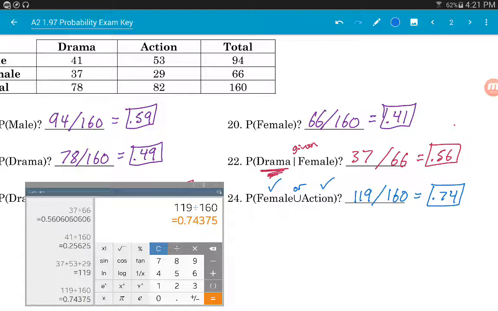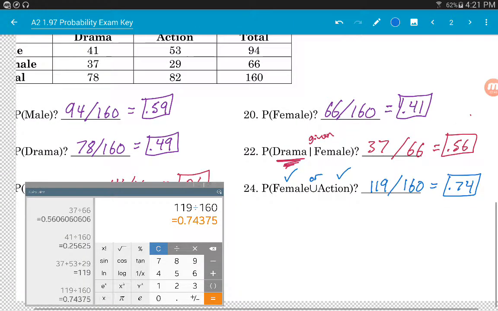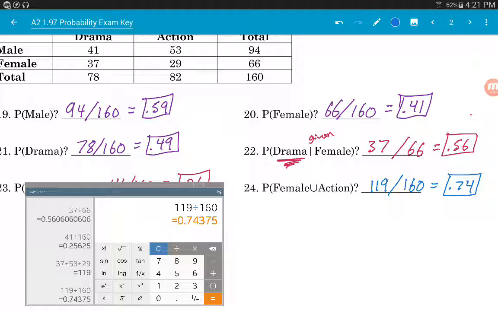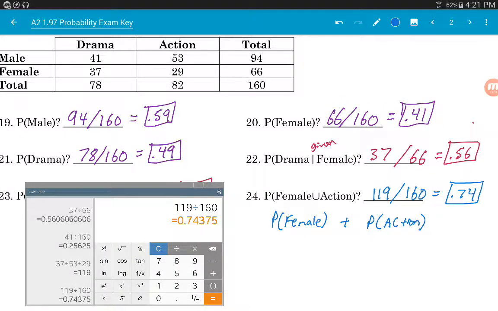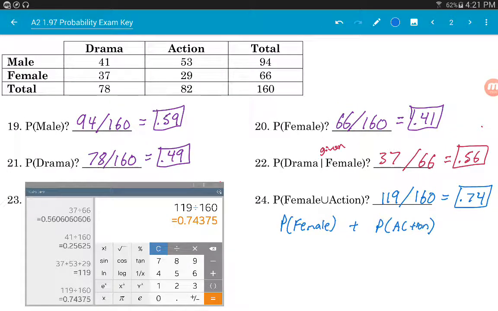Now I know what some of you would want to do. So let me just address this. Female or action. You probably want to take the probability of being female plus the probability of preferring action. And you're on the right track. Just requires a small modification.